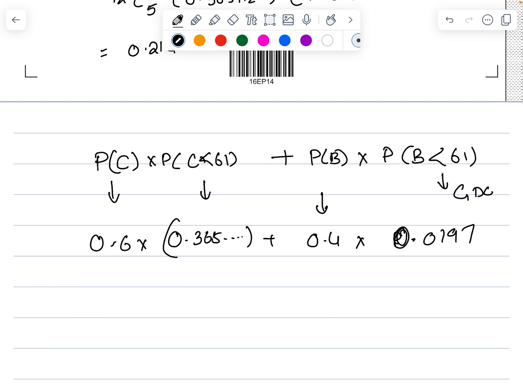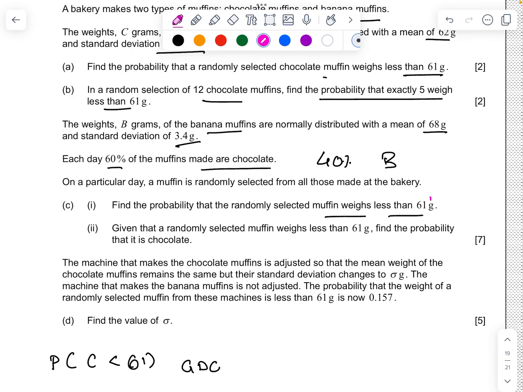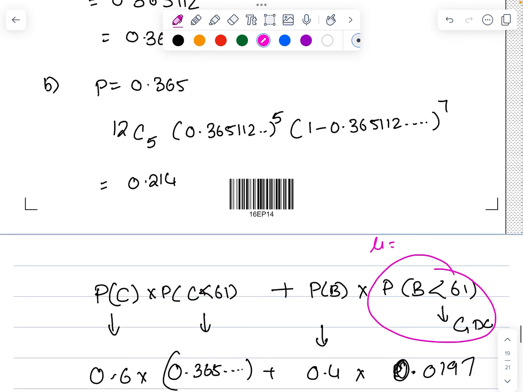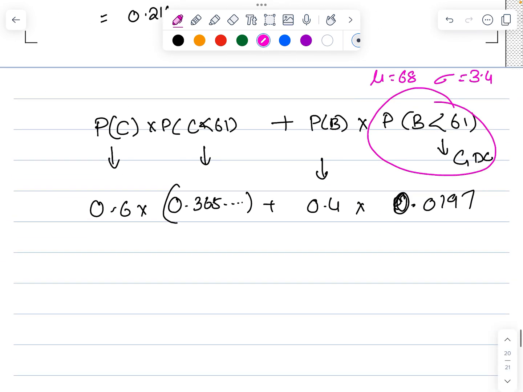You should be able to get this value as 0.0197. For this particular value, use a GDC where mu, the mean, equals 68 and standard deviation is 3.4. Use a GDC to get that answer. So the final answer is going to be 0.227.